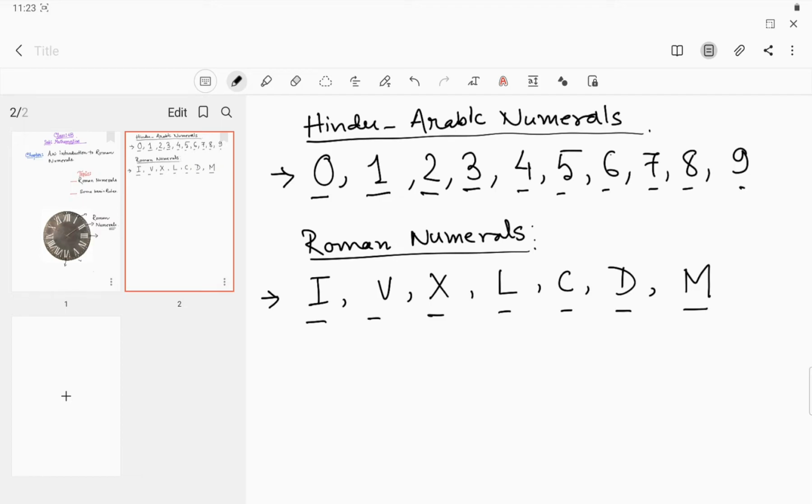In history, we have read about the great Roman Empire. Hundreds of years ago, the Romans used their symbols, which are different from Hindu Arabic symbols. That's why they are called Roman numerals, because the Romans invented them. But nowadays, Roman numerals are not used in calculation. But sometimes we can see them on a clock, or used to write a question number, right?